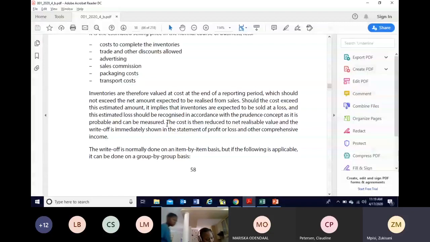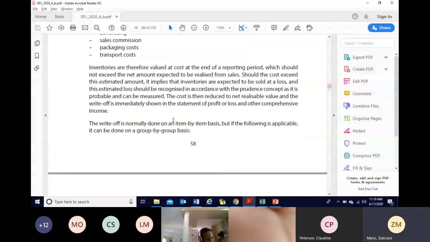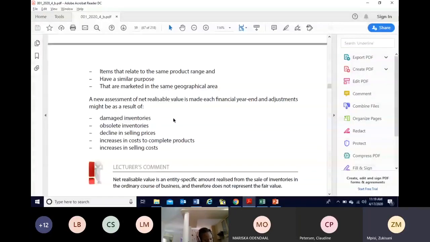Then you are informed that should cost exceed this estimated amount, it implies that inventories are expected to be sold at a loss. And this estimated loss can be measured, and this cost then needs to be reduced to net realizable value. And then you have your write-off, and you disclose it in the statement of profit or loss and other comprehensive income.